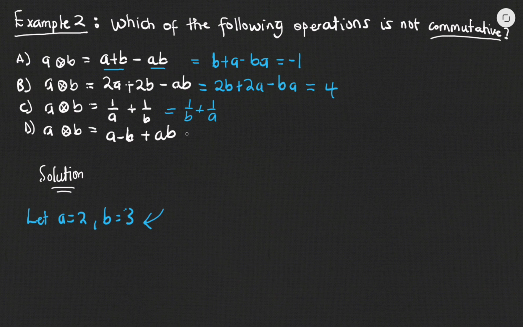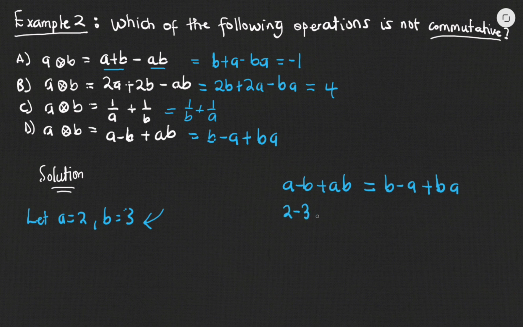Okay, so for the last one, it's either A minus B plus AB, or if we interchange the position, it will become B minus A plus BA. Right, so this is what we are looking at. A minus B plus AB should be equal to B minus A plus BA. So if we substitute our values, we are having 2 minus 3 plus 2 into bracket 3. Okay, so I have 2 minus 3 will give me -1, plus here will give me 6. So this becomes positive 5.